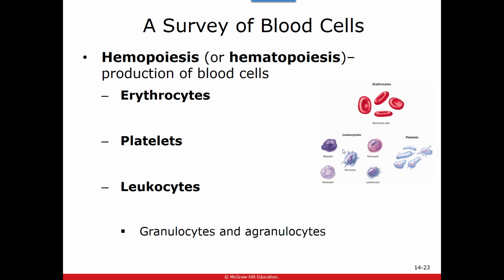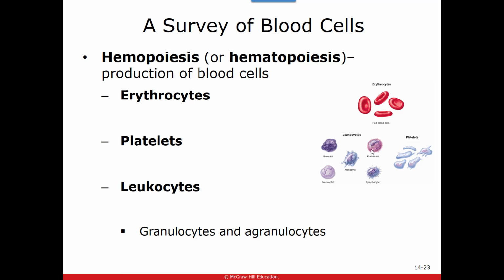And then leukocytes, these are your white blood cells. These are your defending cells. There are 5 of them that we're going to talk about. Now, of the 5, we group them into 2 groups. We group them into granulocytes and agranulocytes. It just means that when we stain them, do they have dark staining granules in them, or is their cytoplasm very pale? It's just how we group the 2.